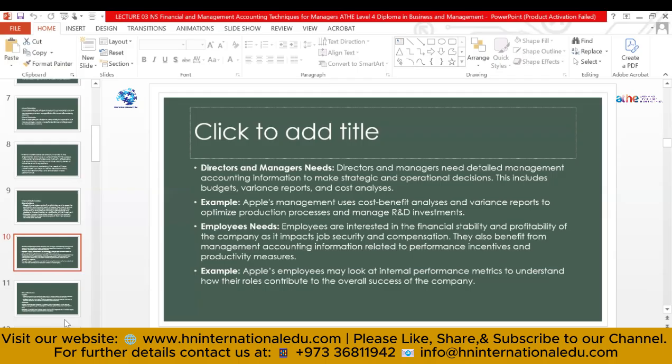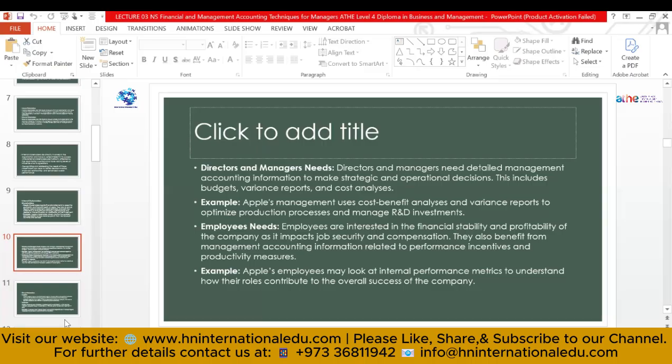The directors and the managers need detailed management accounting information to make strategic and operational decisions. This includes budgets, variance reports, and cost analysis. Again, these are the categories of information required by each kind of stakeholder, directors and managers. For example, Apple's management uses cost-benefit analysis and variance reports to optimize production processes and manage the research and development investments.